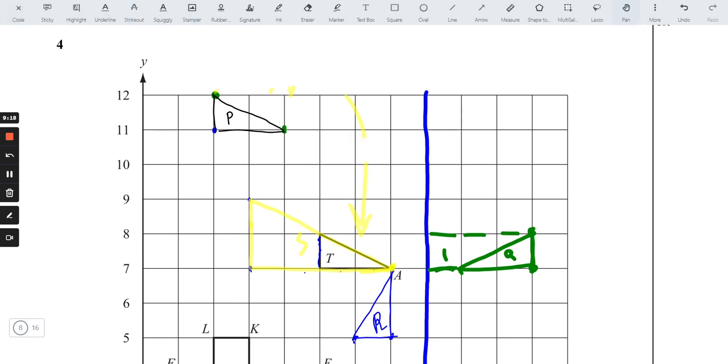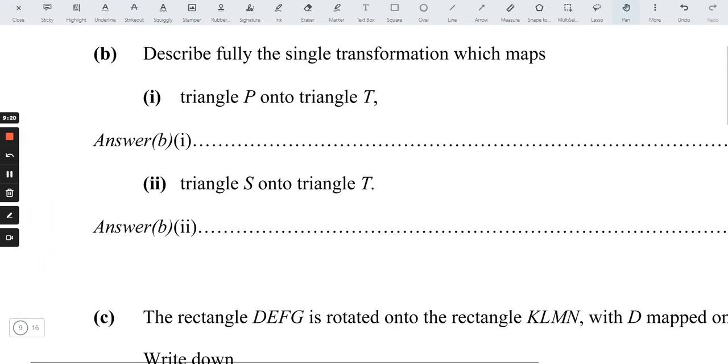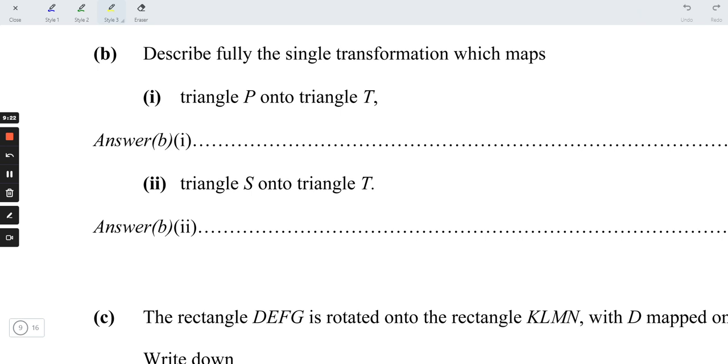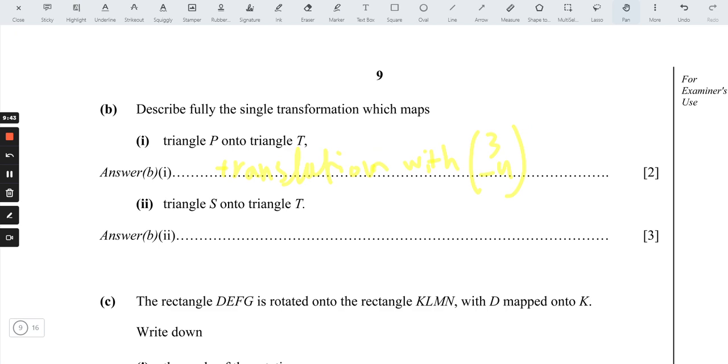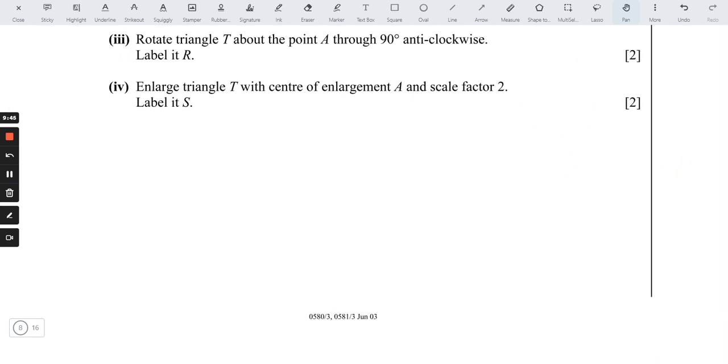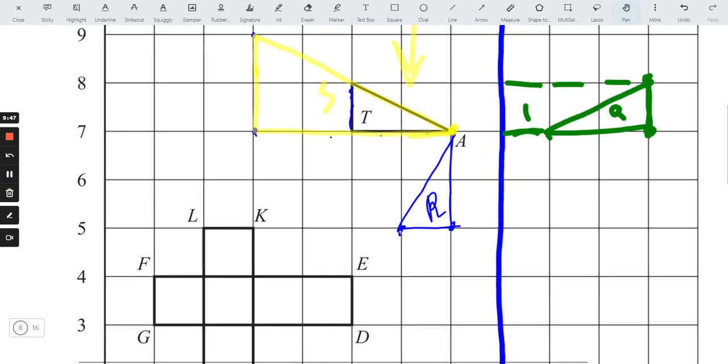So here you should go back and write a translation with vector 3 and minus 4, or translated by the vector 3 and minus 4. Translate S into T. S into T here, enlargement S into T.